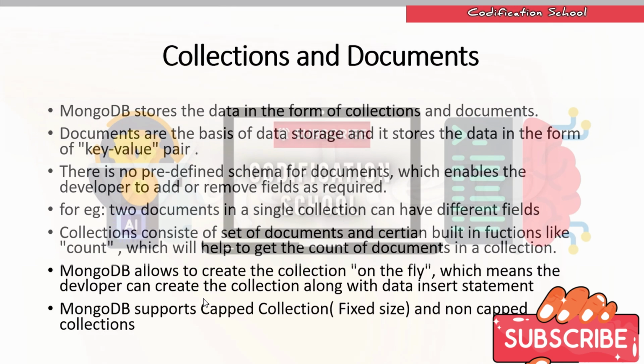Now let's understand the two important concepts of MongoDB, that is collection and document. MongoDB stores the data in the form of collections and documents. A document stores the data in the form of key-value pairs. That means you have a field, which is equivalent to the column in the case of an RDBMS. In MongoDB, we use the terminology either key or field, and whenever you are storing data, it will be stored in the form of a key and a value.